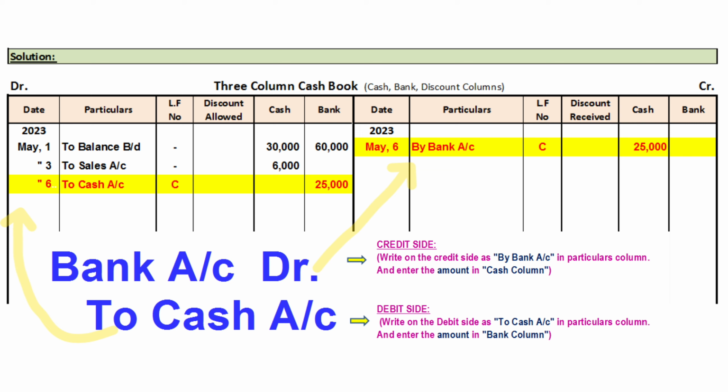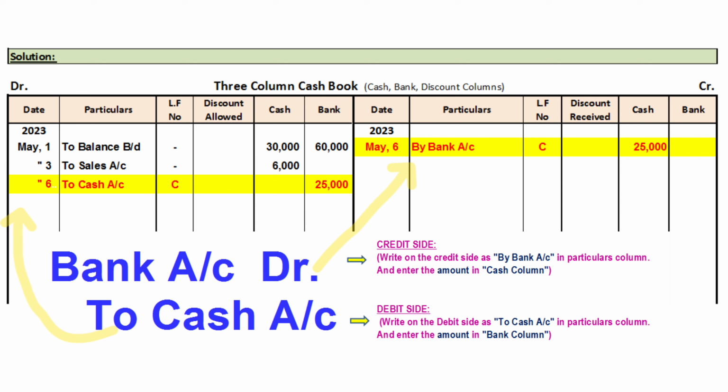I am displaying the concerned journal entry for this transaction on screen. Now how is it posted in 3-column cash book? It is a simple method. Observe the transaction carefully. In the journal entry, bank account is on the first side, so it is transferred to the second side in 3-column cash book, and "to cash account" being on the second side in the journal entry, hence it is to be transferred to the first side in 3-column cash book.